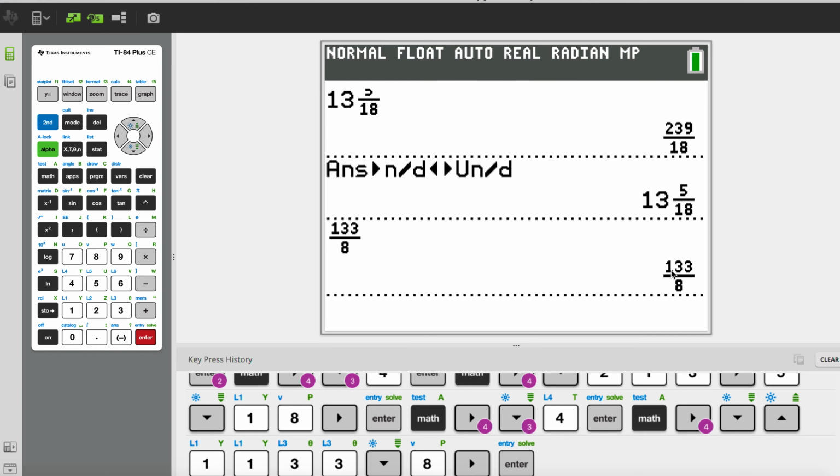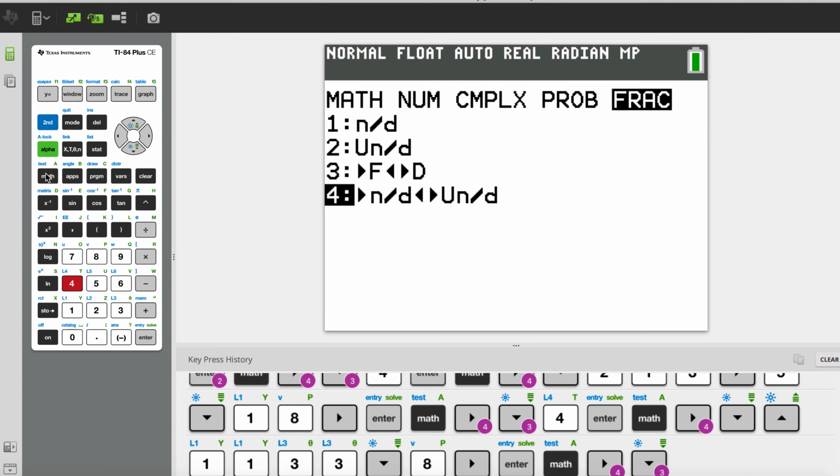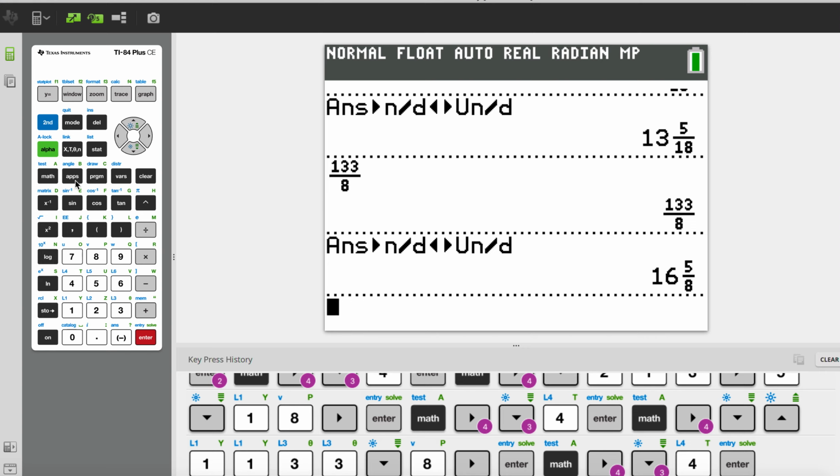So now I have this number, and since the numerator, which is 133, is definitely larger than my denominator, which is 8, I can definitely apply my number 4, the mixed fraction function, so it will turn it into a mixed fraction. If you verify, 16 times 8 plus 5 gives you 133. So it basically helps you simplify into the simplest mixed number form for your fraction. So that is about it.